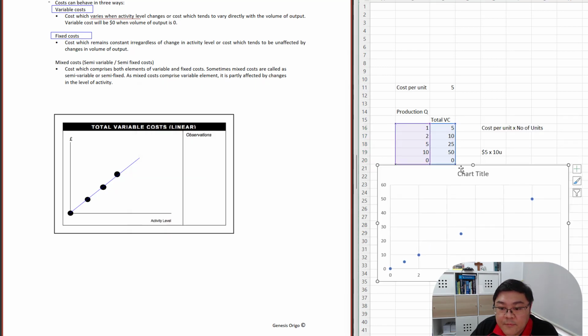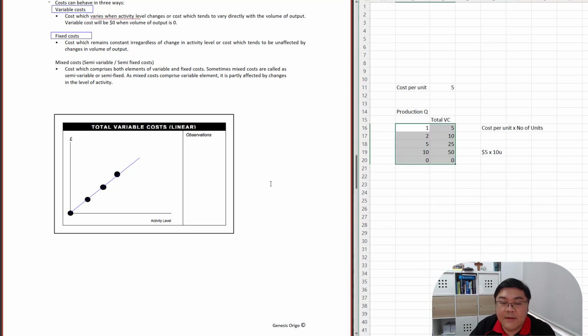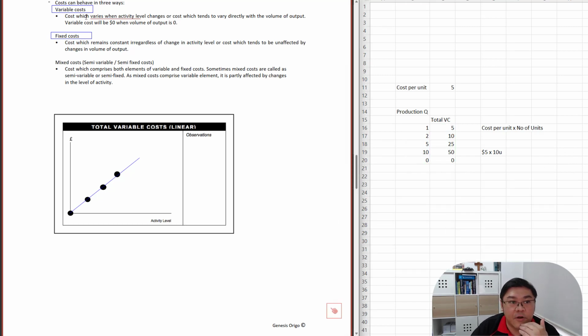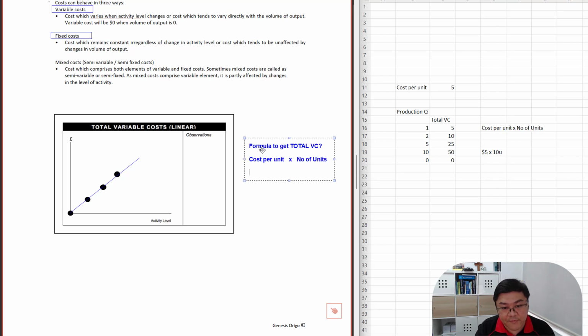Here you go. Now notice if you join the line, this is exactly what you're going to get. It's a straight line, okay? That is how it looks if you're talking about a variable cost. So what is the formula to get the total variable cost? That is the cost per unit, and then you multiply by the number of units.